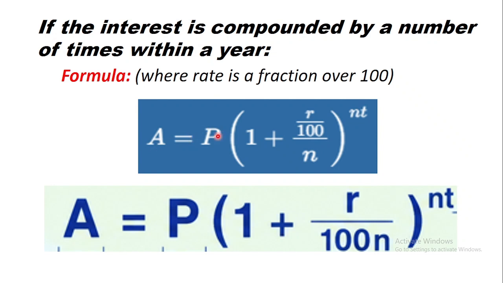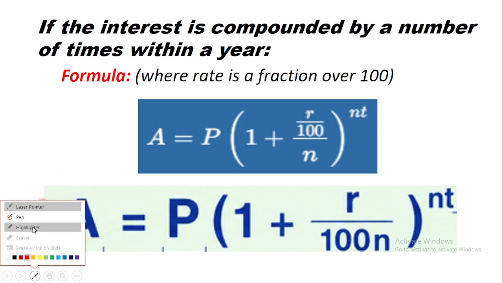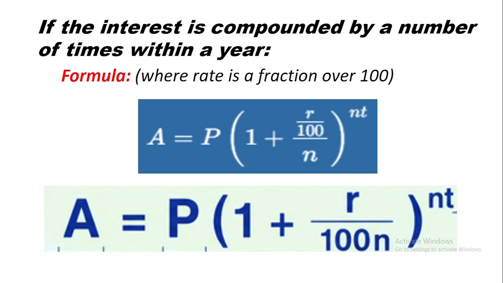So A is equal to P bracket, 1 plus R over 100, over N, raised to N T. So R over 100 over N. That means that you have to find what is R over 100 before you divide by N. And if you find what is R over 100, you'll get your decimal R. So after finding the decimal, you have that decimal number representing R now over N.